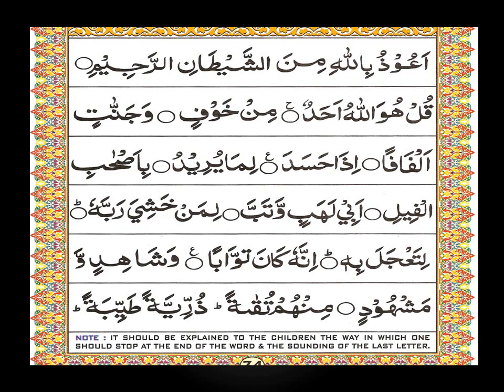Here in lesson 30, look, there is a small note written by the writer. He said it should be explained to the children, meaning learners, the way in which one should stop at the end of the word. Every sentence has a circle or some sort of stop, and the last word nearer to the stop, how do you stop on that word? That's why he said word. And the sounding of the last letter: every sentence has a last letter, so how does it sound? The teacher should explain all this, so I will explain inshallah. I will act upon the note the writer gave.